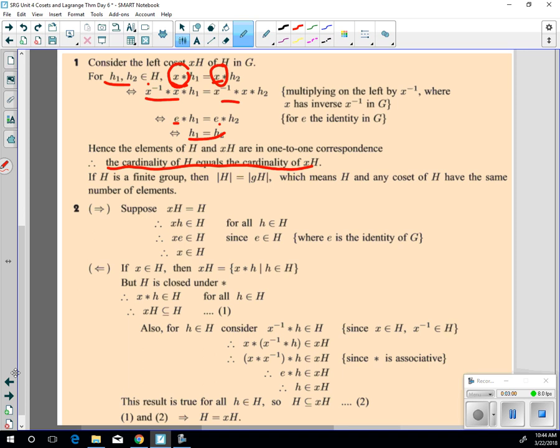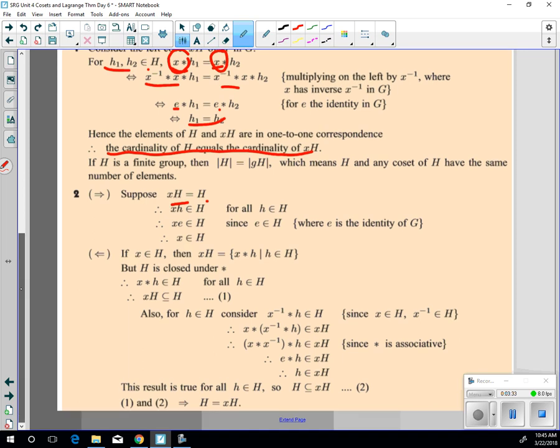This is pretty straightforward. If xH equals H, then you could say xh is an element of H. Therefore, x times e, the identity, will also have to be an element of H since e is an element of H, and e here is the identity of G. Therefore, x will be an element of H. And then you have to prove the converse because it's if and only if.